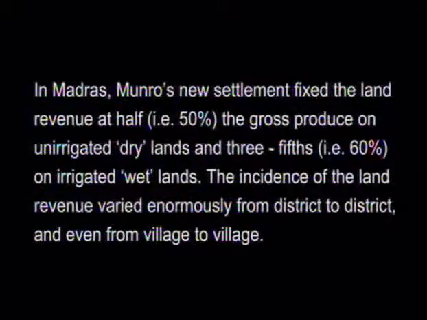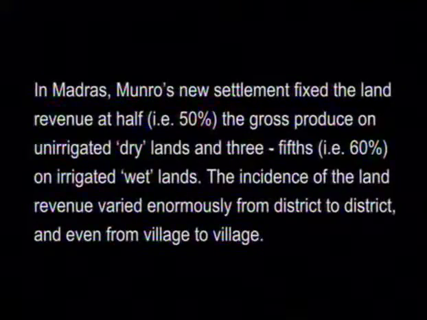And it was a temporary settlement. It was not a permanent settlement. It was to be revised periodically after 20 years or 30 years. That was decided. Now, in Madras, Munro's new settlement fixed the land revenue at half the gross produce, 50%, on unirrigated dry lands, and 3/5 on irrigated wetlands.